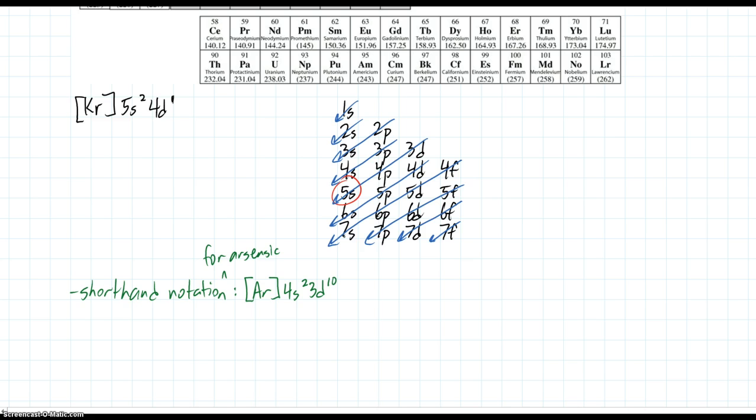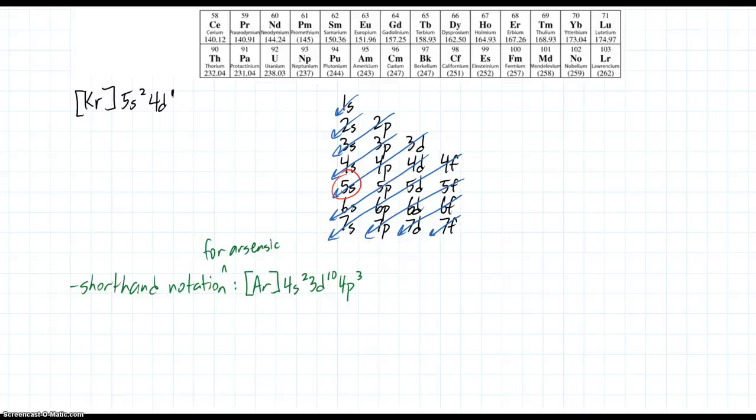Remember, we needed 15 more. So we go to the next sublevel of 4p, which can take a maximum of 6 electrons. And so the 3 electrons remaining will fit into that sublevel. And so the shorthand notation for arsenic would be argon 4s2 3d10 4p3.